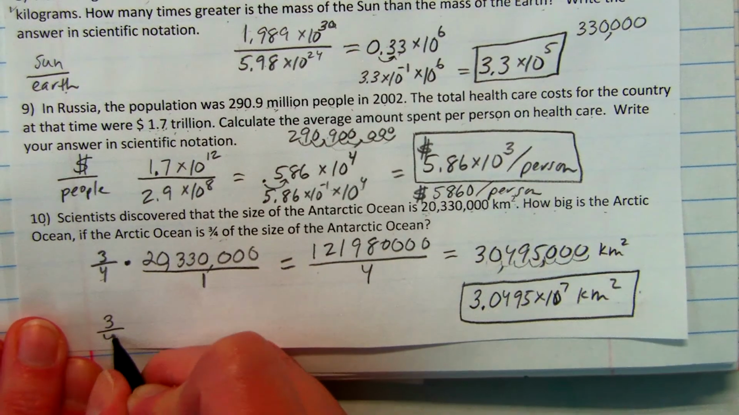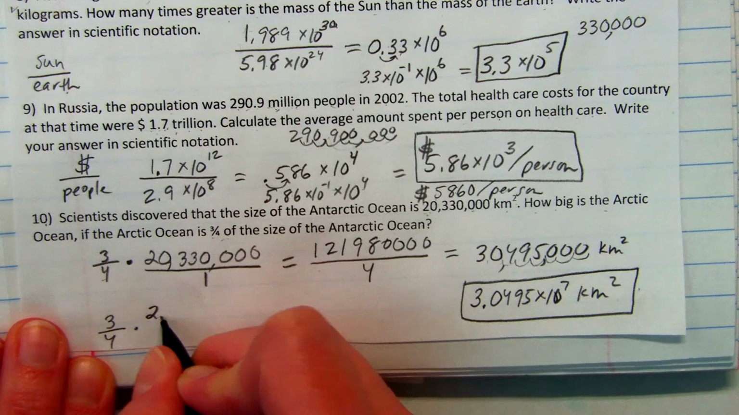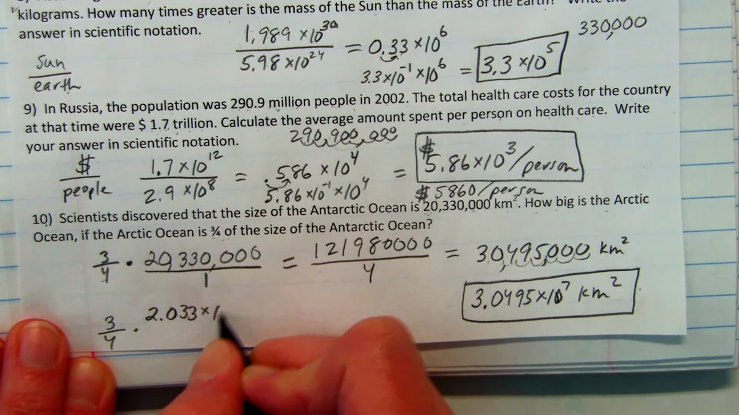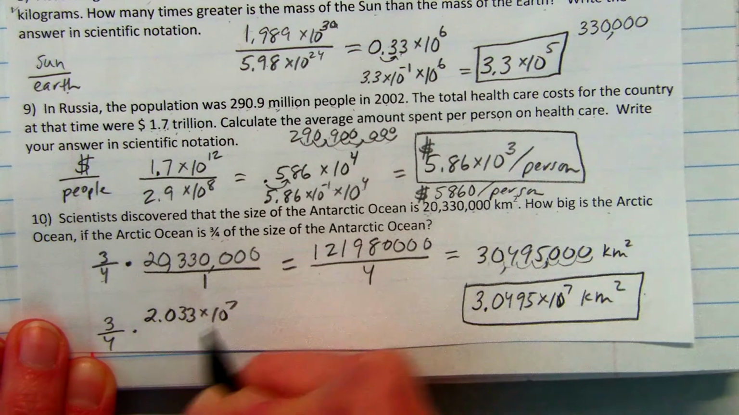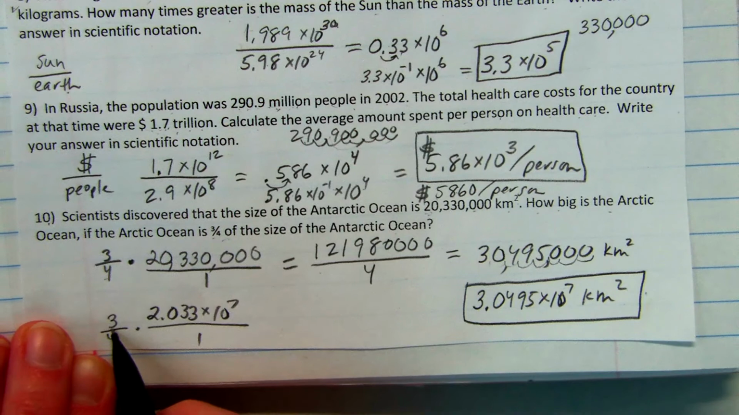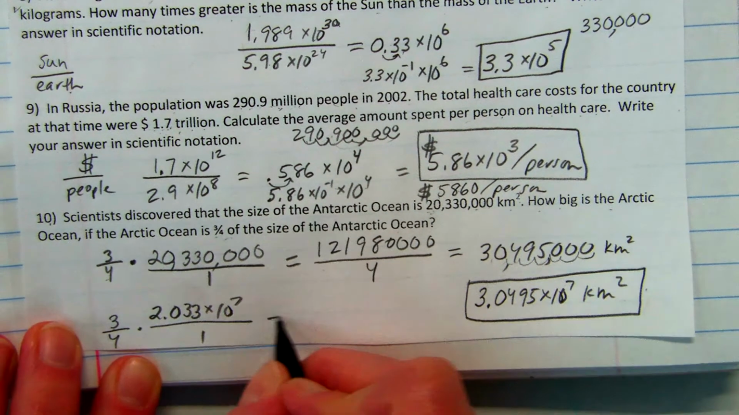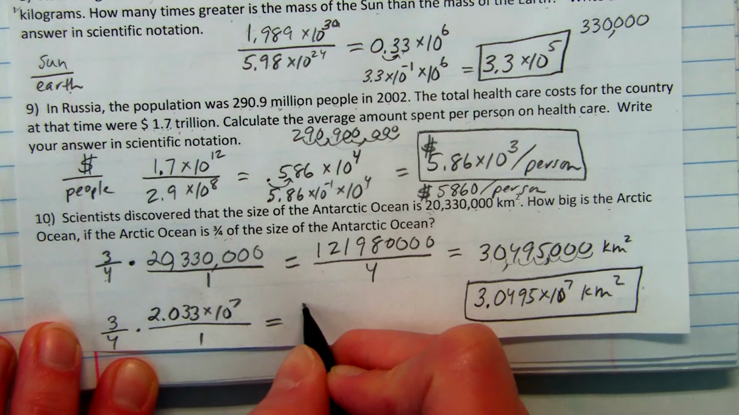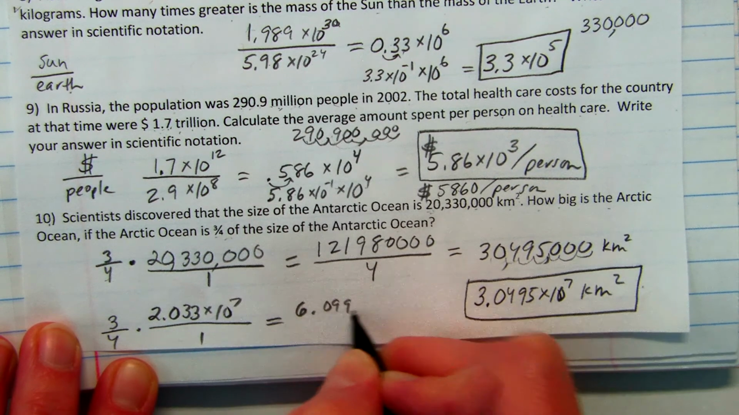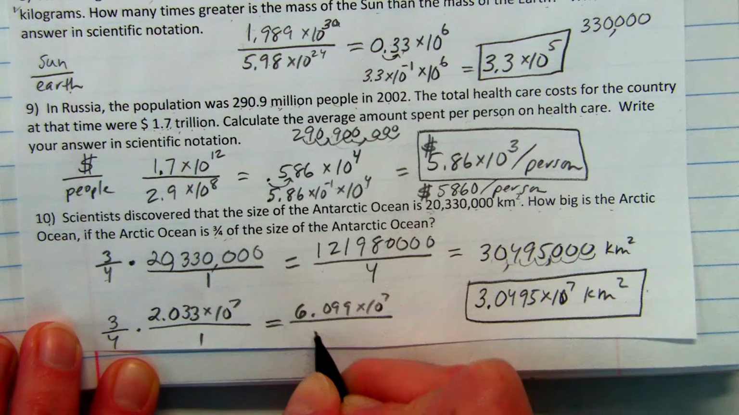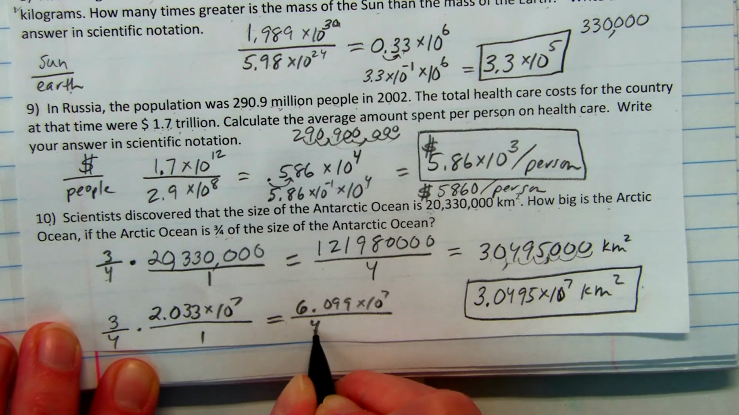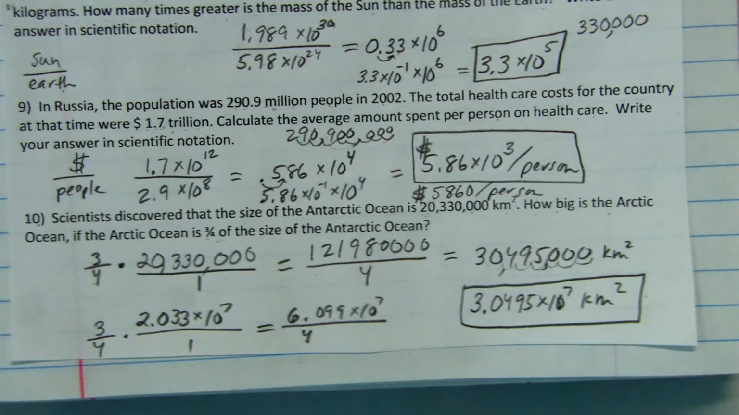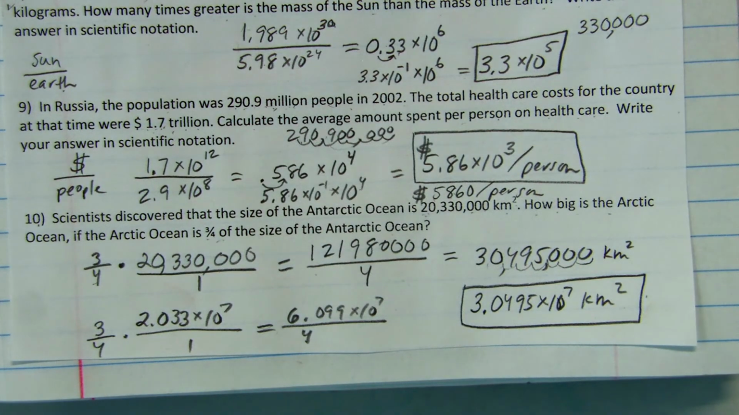Let me try this really quick. If I put this in scientific notation to start with, then I would have just had to take 3 times 2.033. It would have been a little easier, because I would have had 6.099 times 10 to the 7th over 4, and just take that divided by 4. Oh well. So it would have been a little easier, but that just makes that point.